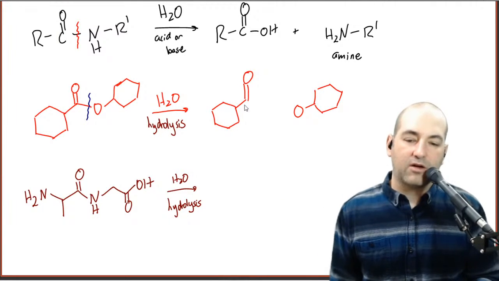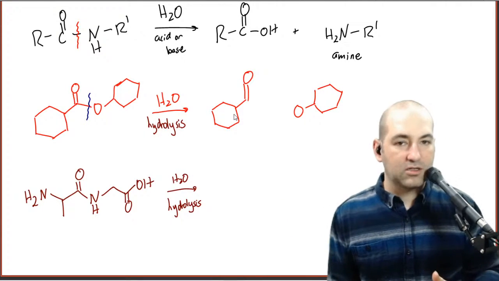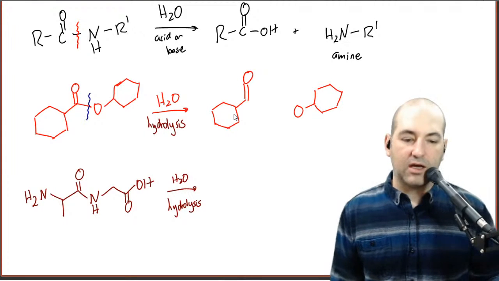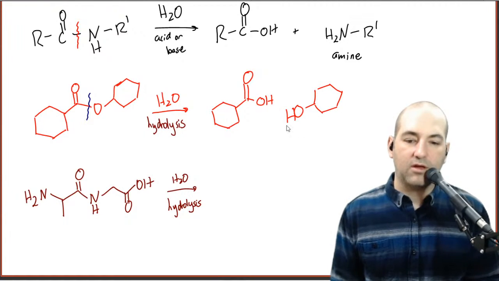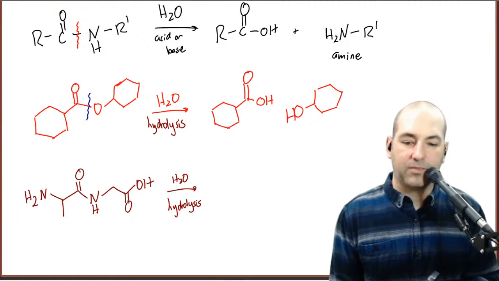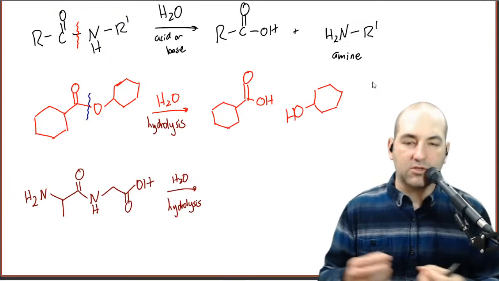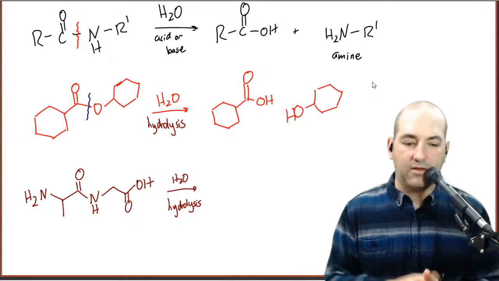Then I can look and say, okay, I know that I need to add OH and H because it's hydrolysis. So OH to one side, H to the other side. And the OH goes with the carbonyl to make a carboxylic acid, and the H goes with the oxygen to make an alcohol. So you can see how I just split those apart and then added the other pieces on there.